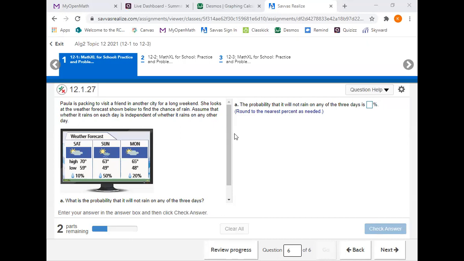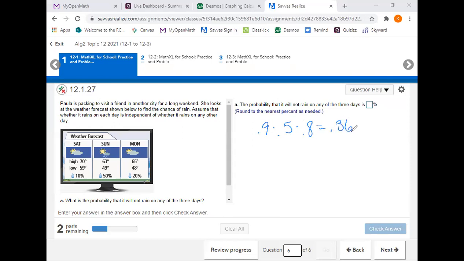Remember, that's the product. So what's the chance it doesn't rain on Saturday? That's 90%. Times what's the chance it doesn't rain Sunday would be 50%. And then the chance it doesn't rain Monday is 80%. And so when I multiply all of those together, the chance it doesn't rain on any of them, 0.9, 0.5, 0.8 is on my calculator there, 0.36.